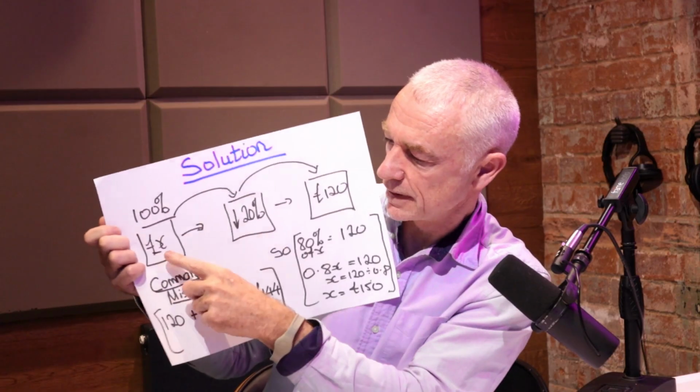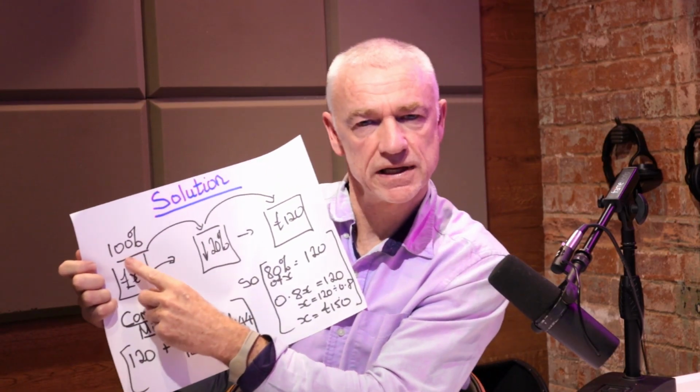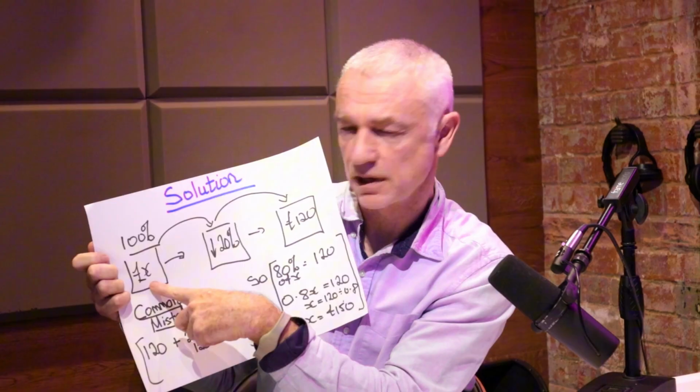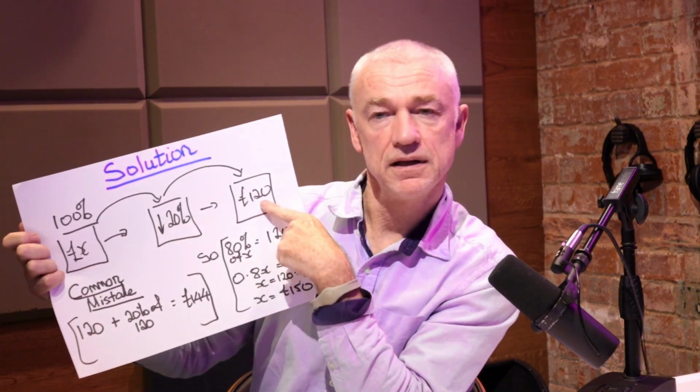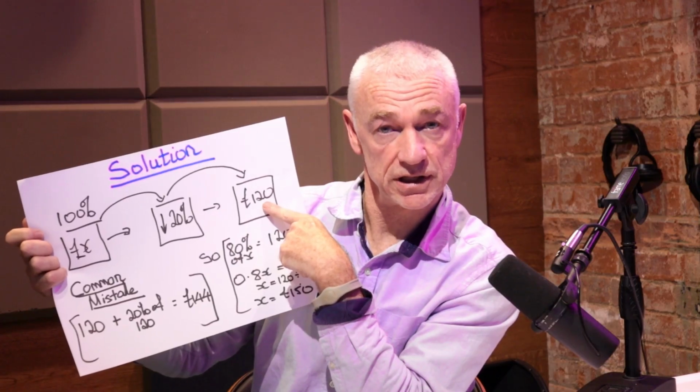Well, let me illustrate. So here we are, the original amount, and we always call that 100%. It's the whole amount, 100%. And I've called it X. You could put a question mark, it doesn't matter. It's reduced by 20%, and then the final price, the sale price, is £120.